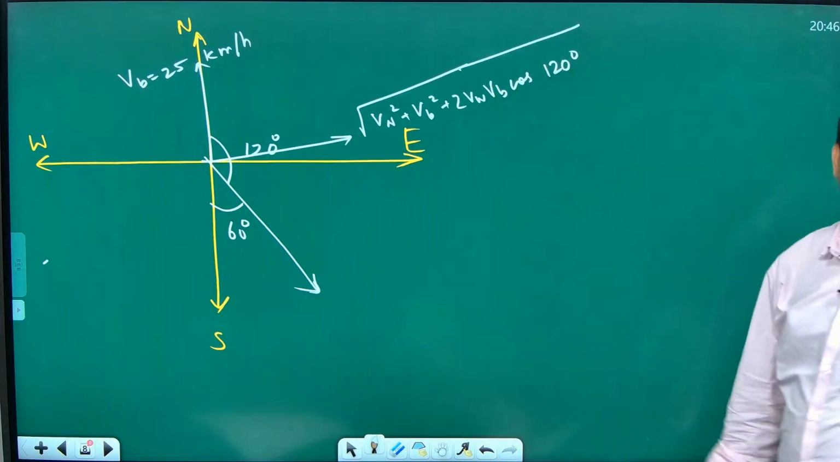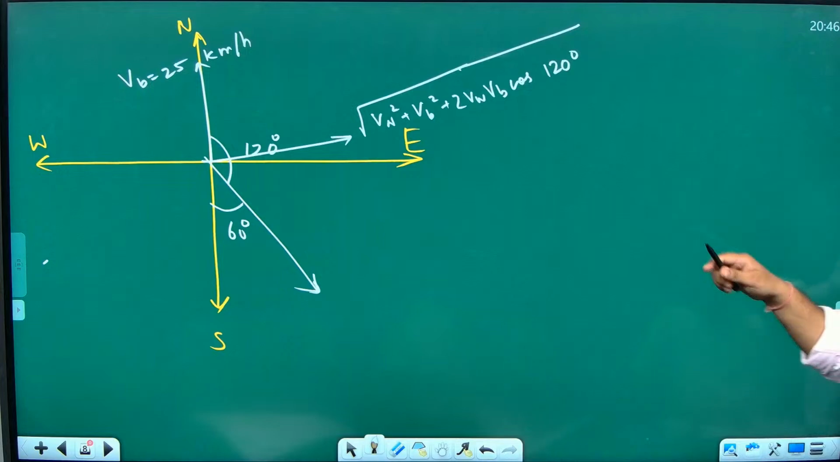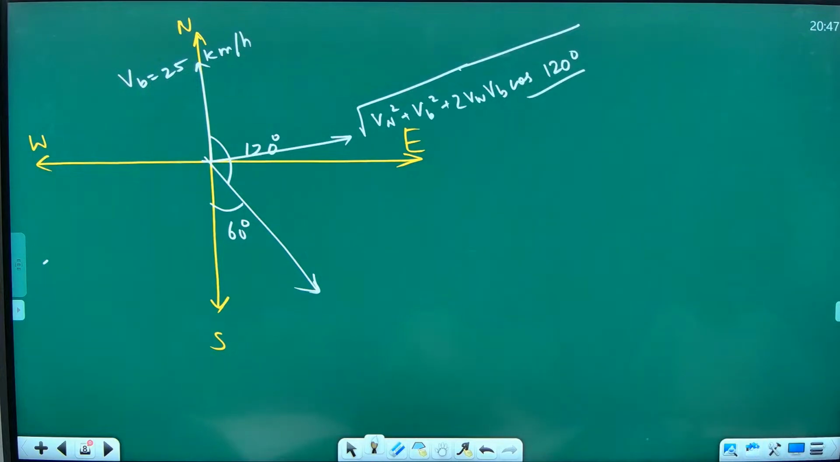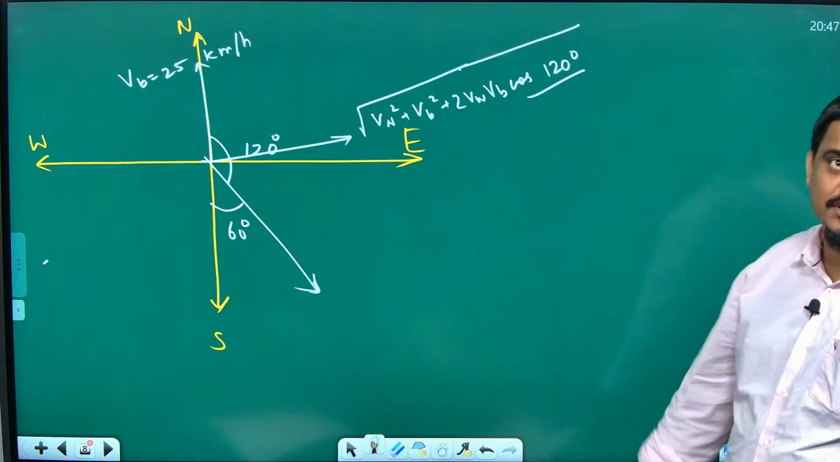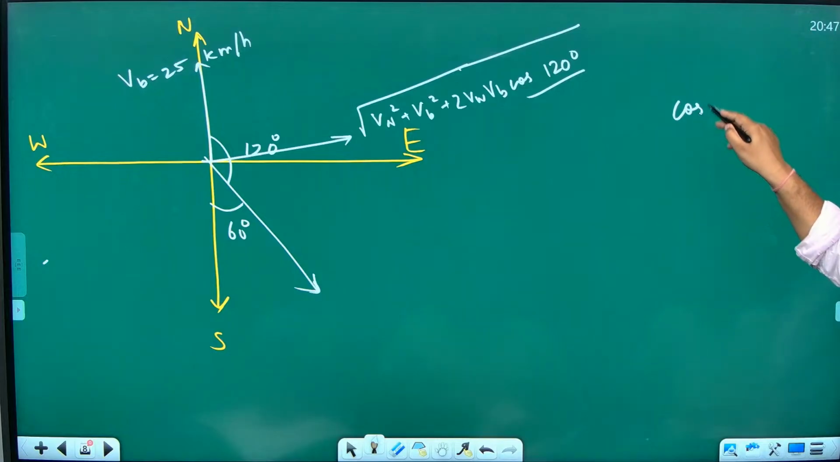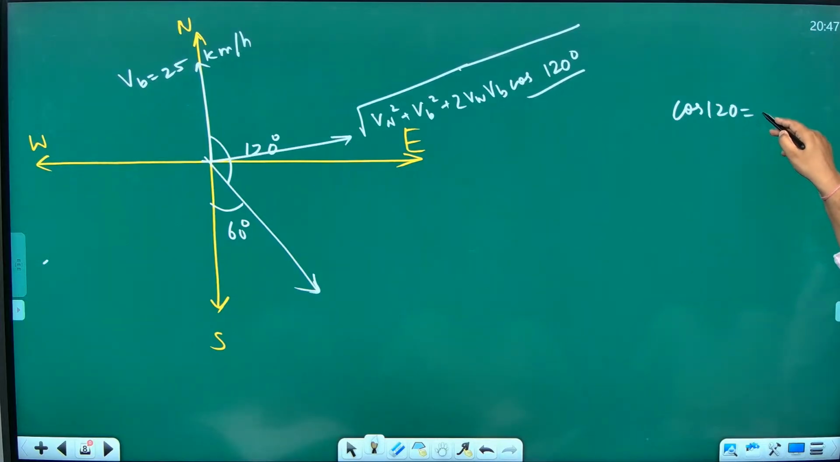120. Those who are not aware about how to find cos 120, I recommend they see the first video of my bridge course class, where I have taught about mathematical tools. Cos 120 will become equal to minus sine 30, which is equal to minus 1 by 2.